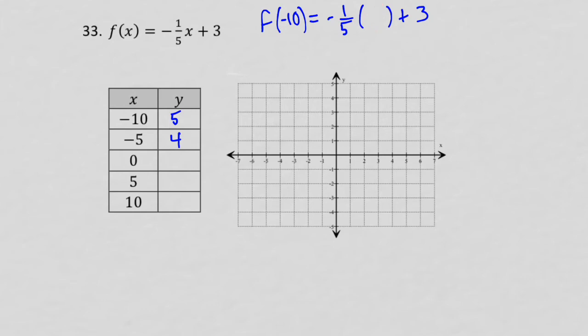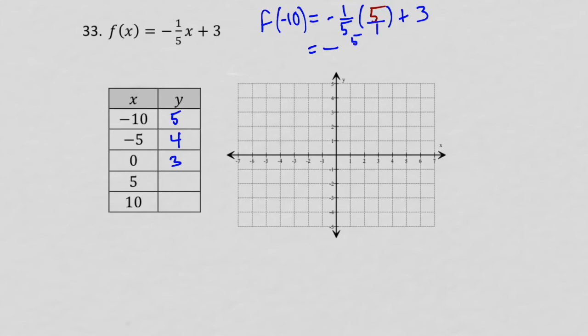0 is real easy, actually. Just plug in 0. What happens when you multiply by 0? You get 0. Plus 3 is just 3. Plug in the next one, which is 5. Let's plug in 5. Put a 5 there. In this case, it's a positive times a negative, so it's going to be negative. So it's going to be negative 5.